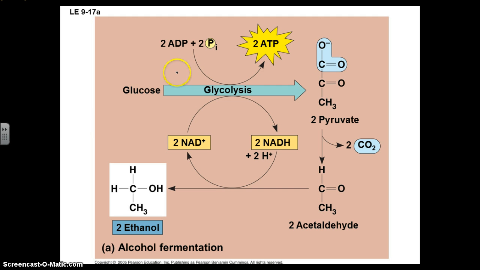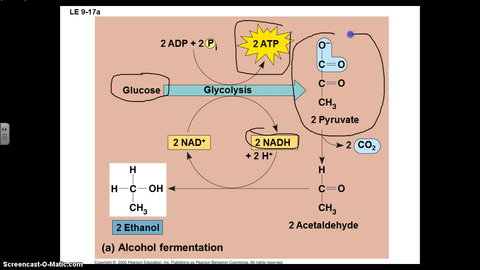So this picture shows alcohol fermentation. As always, we start with glucose and we do glycolysis. In glycolysis, we generate 2 ATP, and we get an NADH from the process. This produces pyruvate. Now, if this had oxygen, the pyruvate would enter the Krebs cycle. But without oxygen, it doesn't. So what we do instead, because we need to regenerate this NAD+ so glycolysis can continue, is we remove a carbon dioxide from the pyruvate.